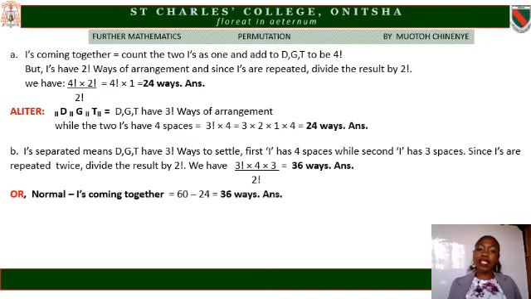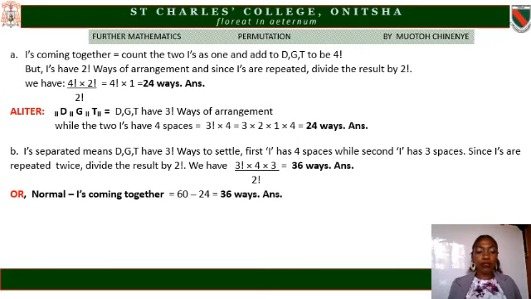A student can alternatively do it this way. Place the remaining 3 letters, which are D, G, and T. And the 2 i's will decide to come before the D. Or they can also come in between D and G. They can also come in between G and T. And finally at the end, after T.